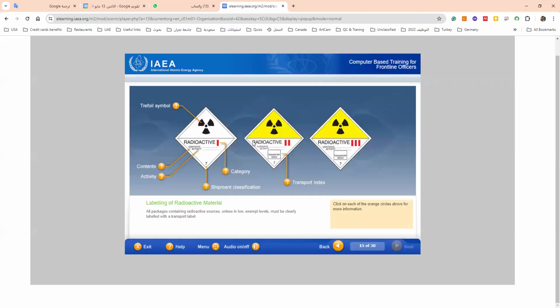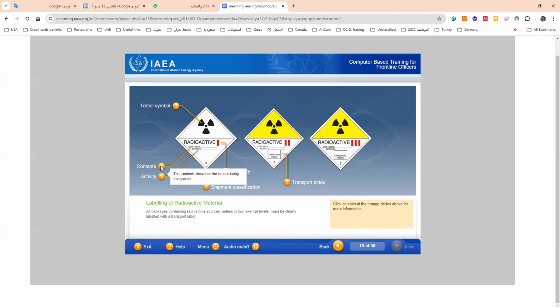We have some labels for radioactive material. All packages containing a radioactive source, unless it's at a low exempt level, must be clearly labeled with a transport label. So what does this symbol mean? Okay, this symbol is the international radiation symbol.